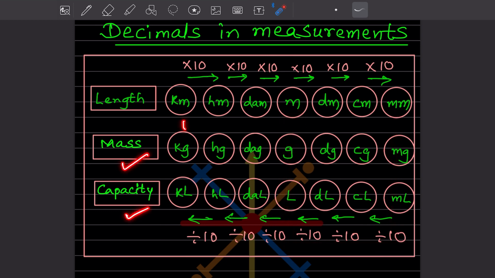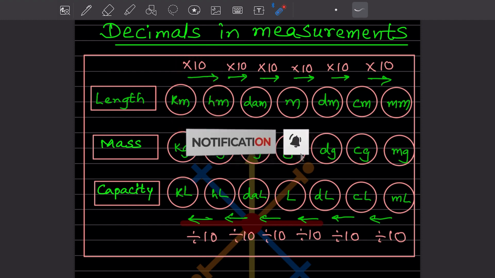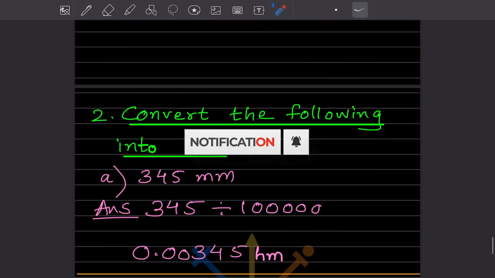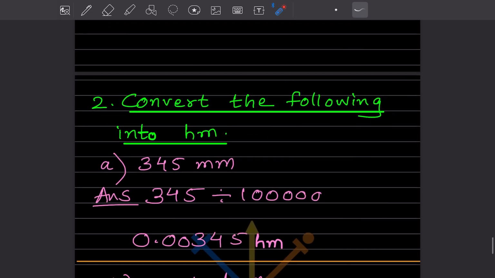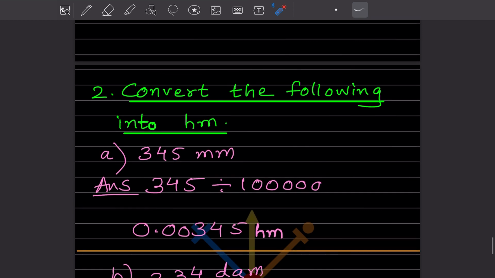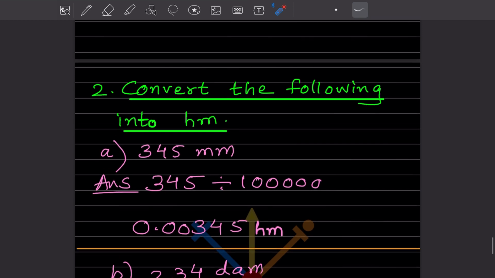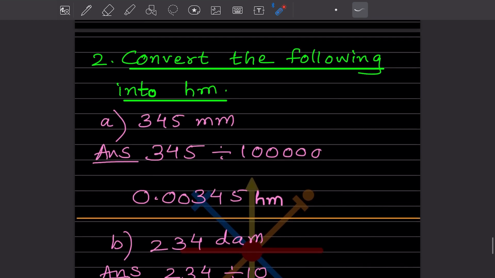If you go from kilogram to hectogram, you will do like this. You are going to multiply by 10 and so on. So this table you have to write in your notes. And now we will go for the exercise. We had already completed question number 1 in the previous video. If you have not seen, you can look at the video for the questions over there. And now we'll go for question number 2.